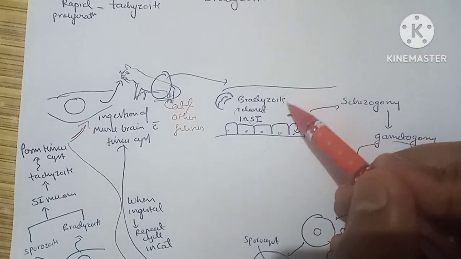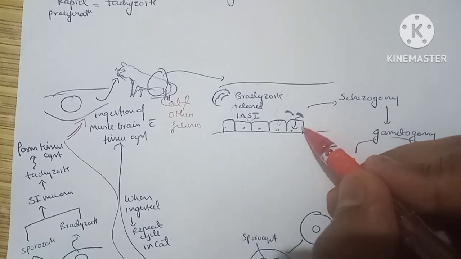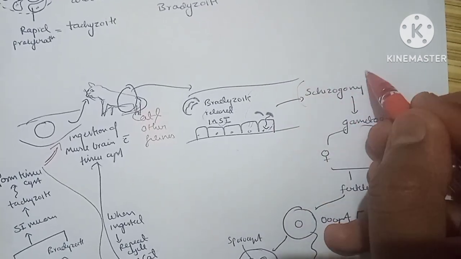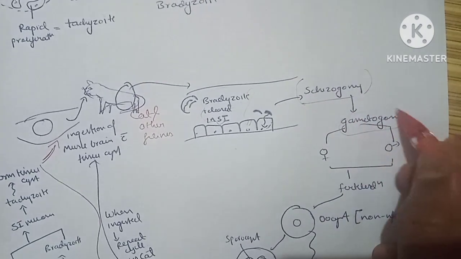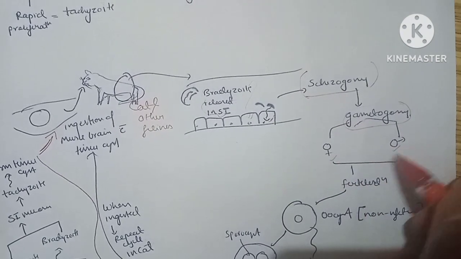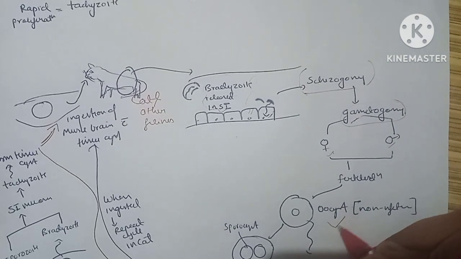These bradyzoites are going to infect the cells, and these are intracellular organisms, so they will go intracellularly and go on multiplying there, forming an asexual stage, that is schizogony. After that, a sexual phase will arrive and there will be gametogony. There will be formation of female gametocyte and male gametocyte. Fusion of them will form fertilization and result in formation of oocyst.